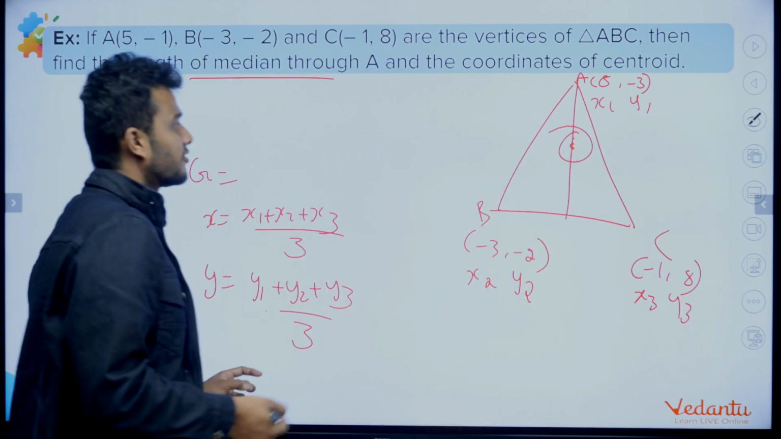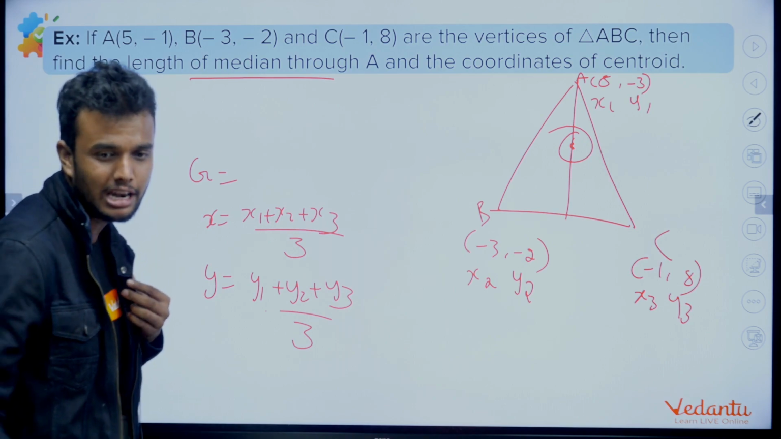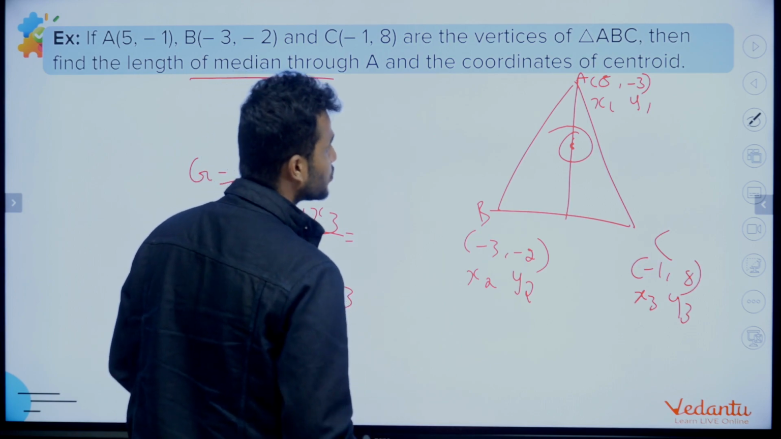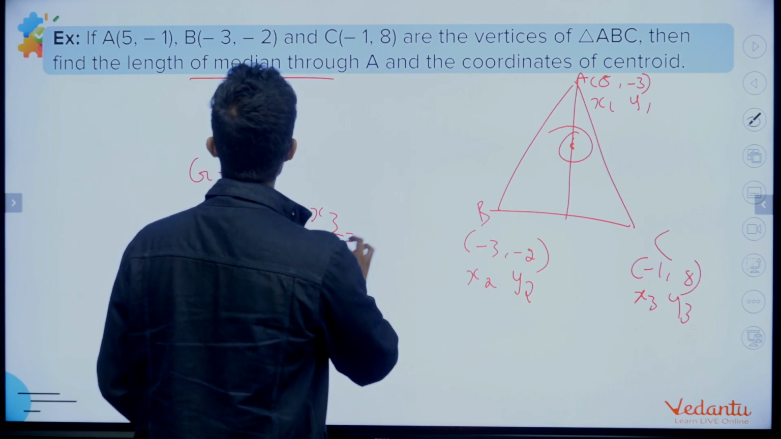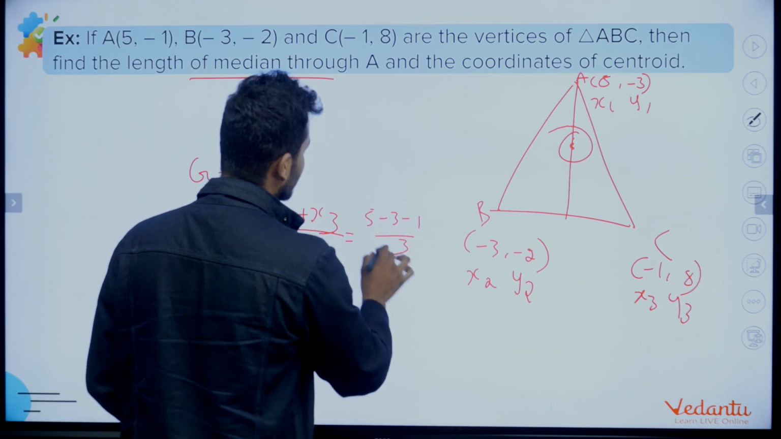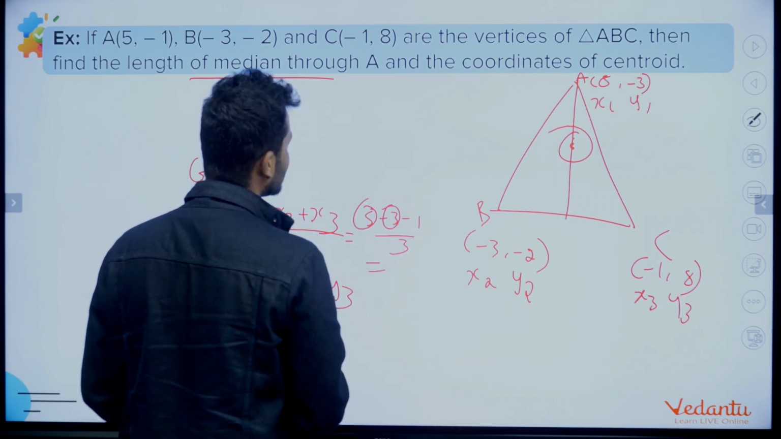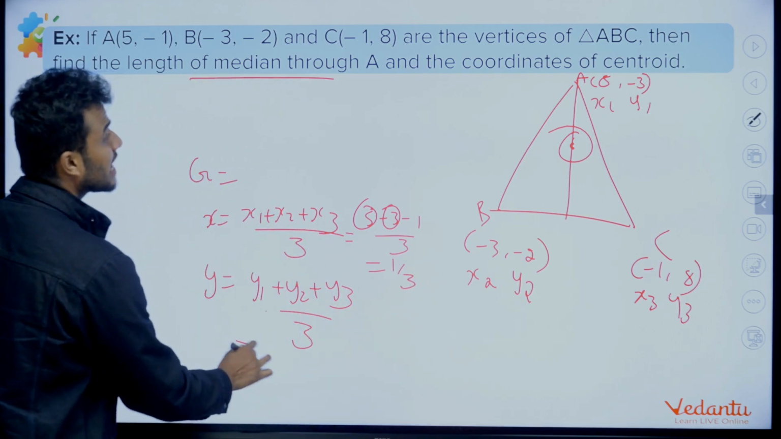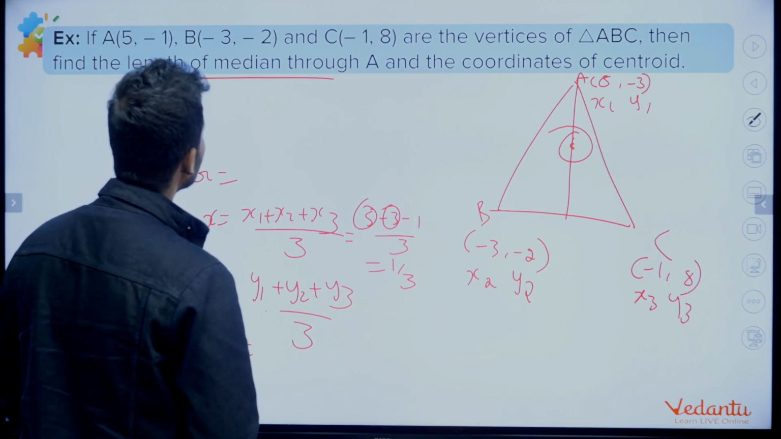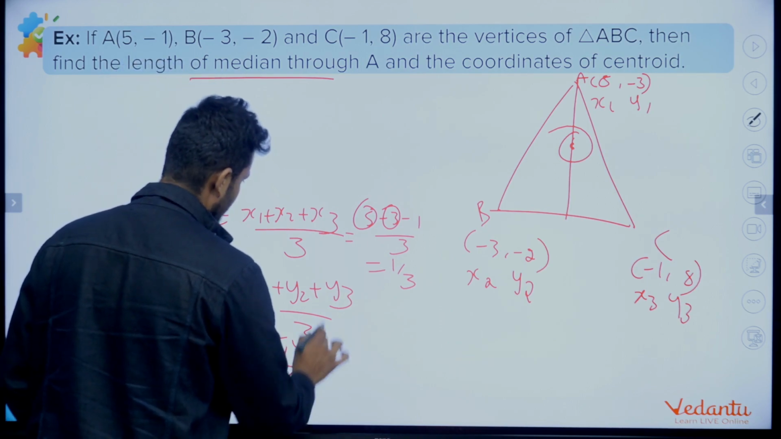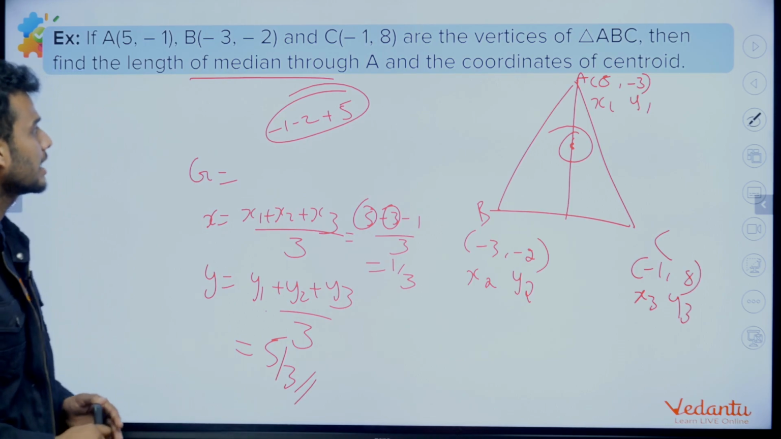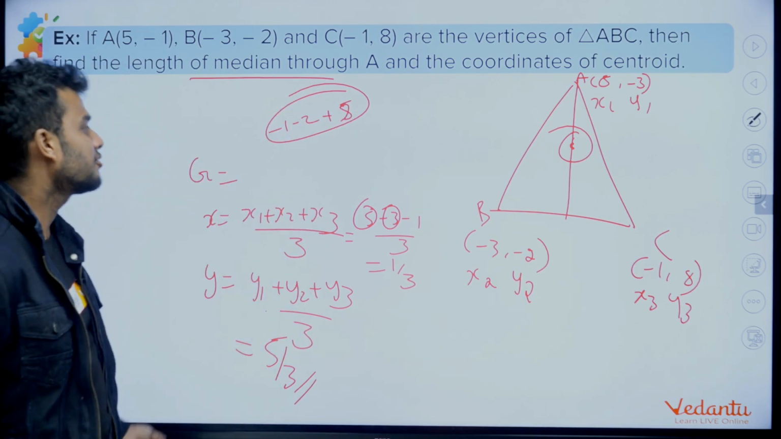First, let's find the coordinates of the centroid, and the length is very easy by using the distance formula. Let's find the coordinate value. x1 + x2 + x3: x1 is 5, so (5 - 3 - 1)/3, which is 1/3. For y: -1 - 2 + 8 is 5, so 5/3. The centroid is (1/3, 5/3). Then by using the distance formula, you need to find this value.